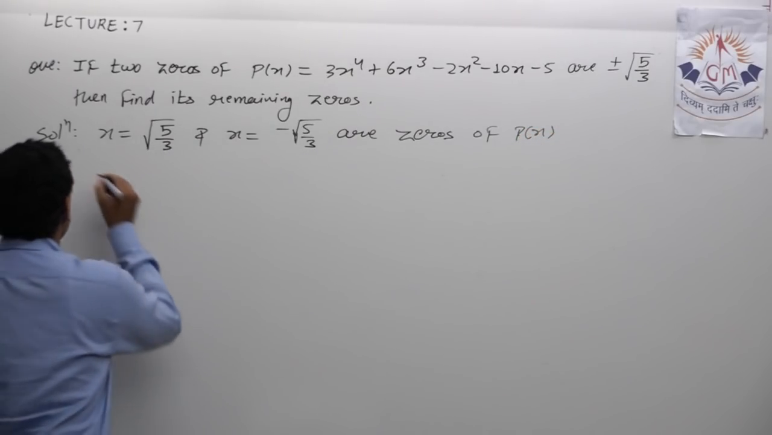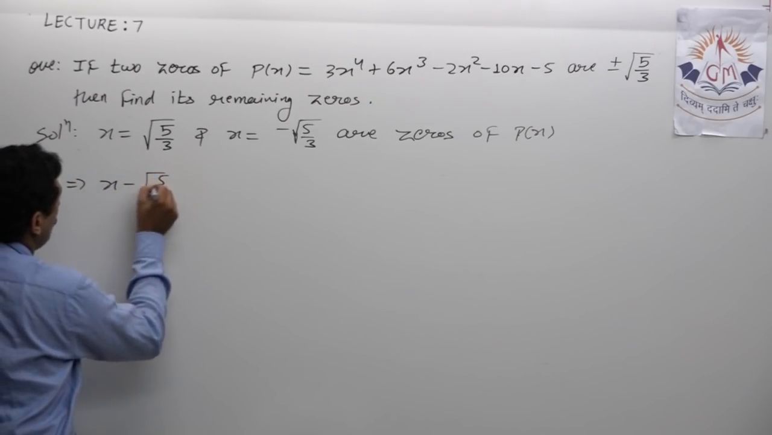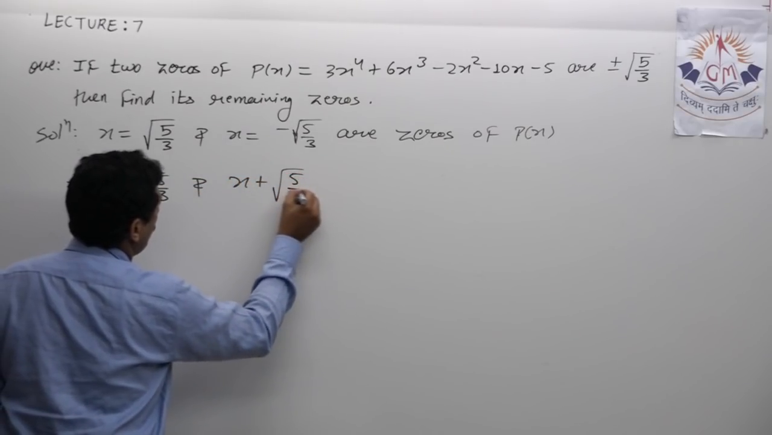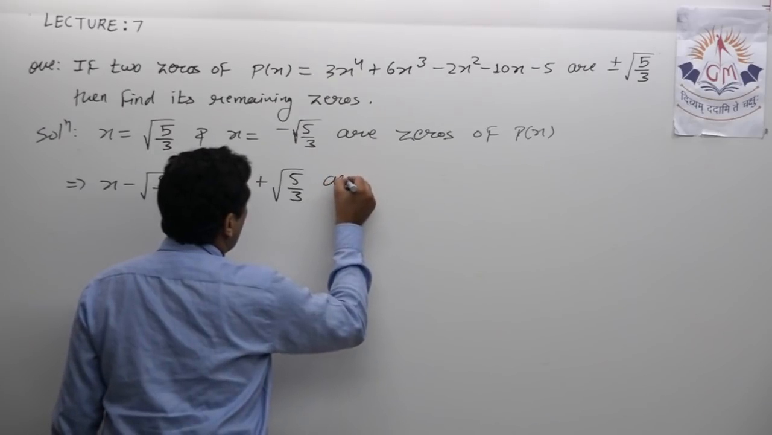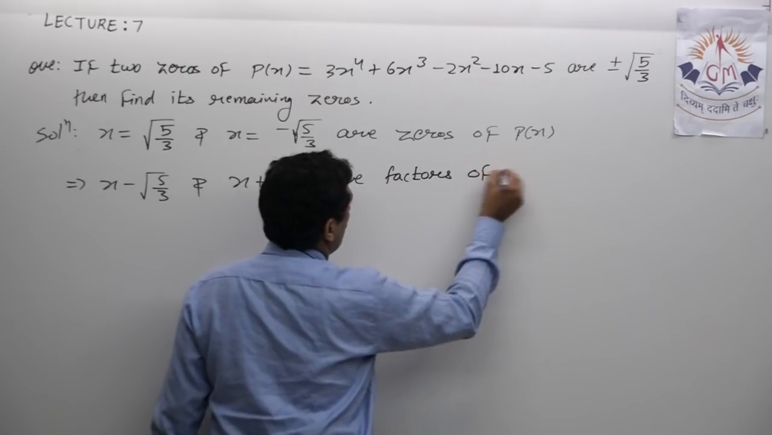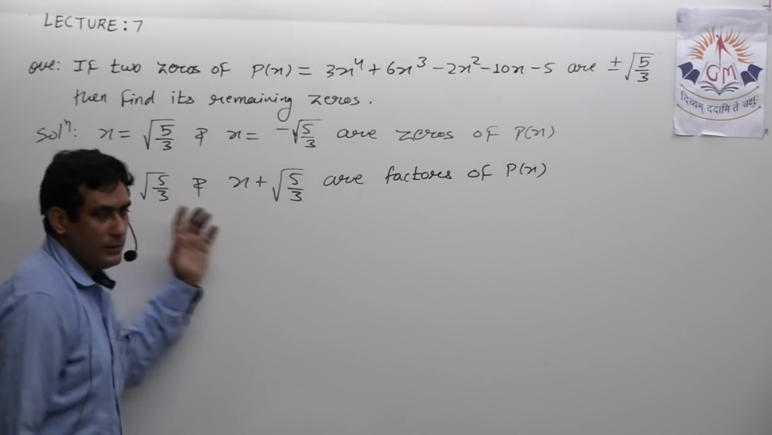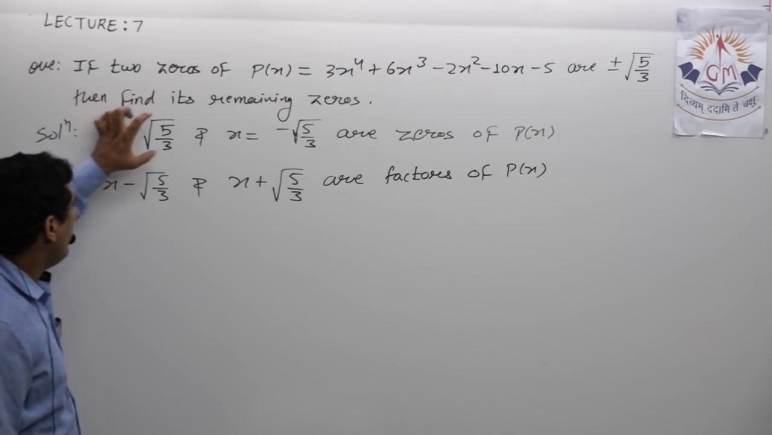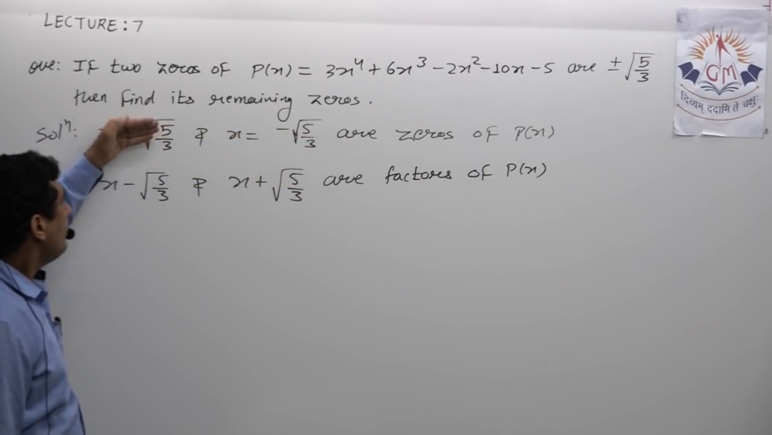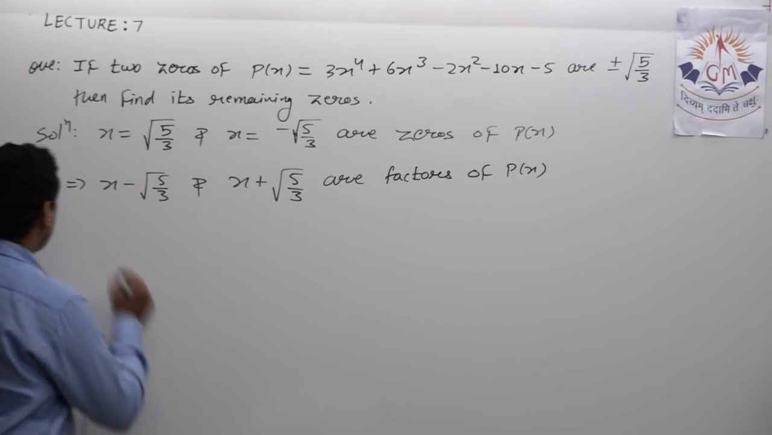Therefore I can say x minus root 5 by 3 and x plus root 5 by 3 are factors of p(x). Just almost similar to the previous sum. Over there in the previous question it was root 3, minus root 3. Here we have root 5 upon root 3, minus root 5 upon root 3. That is the only difference.